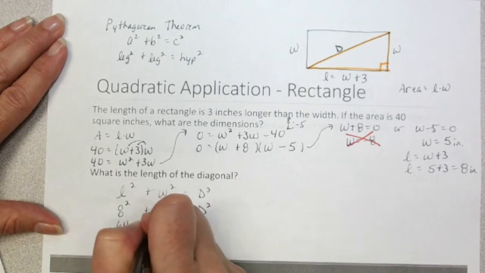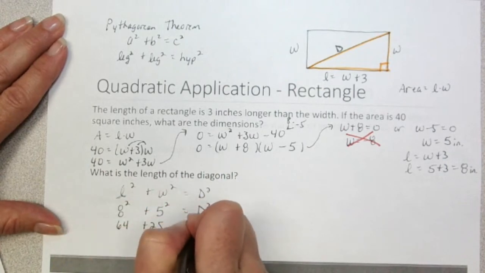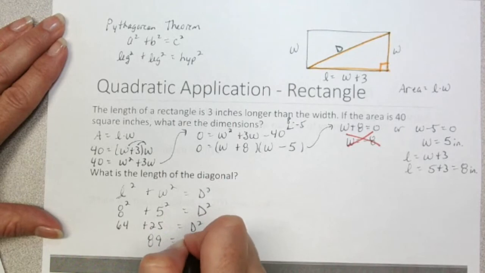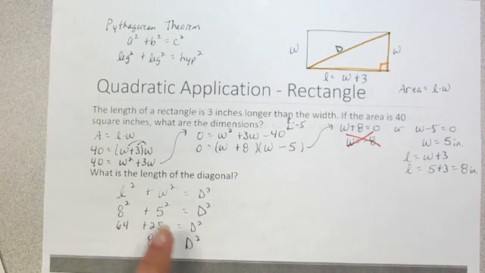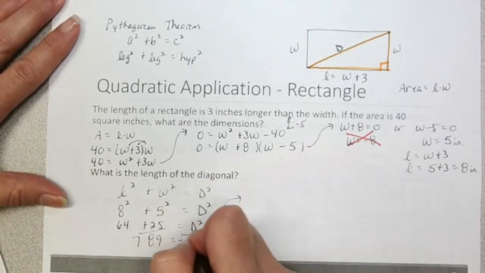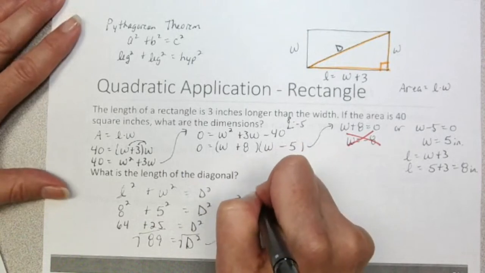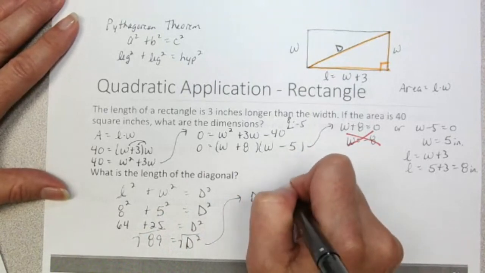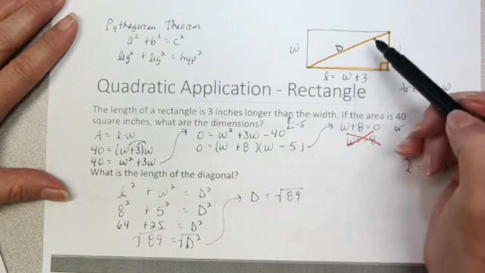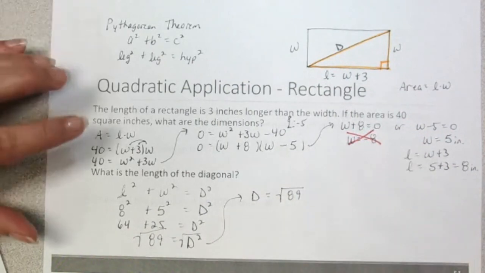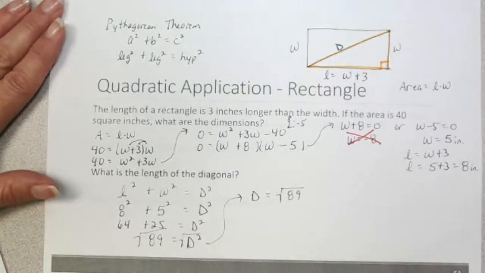8 squared, of course, is 64. 5 squared, of course, is 25. 64 plus 25 is 89. Well, if 89 is the square of that diagonal, if I take the square root of both sides, I can see that the diagonal is going to be the square root of 89. Now, normally, when solving by the square root method, I would want to say plus or minus the square root of 89, but the diagonal of a rectangle cannot have a negative value. So in this case, I don't need that negative because in context, it needs to be excluded from the domain.